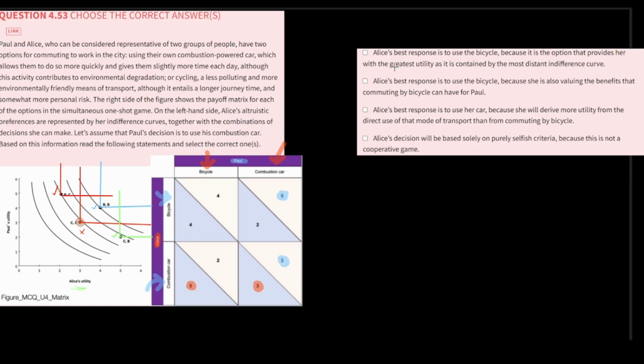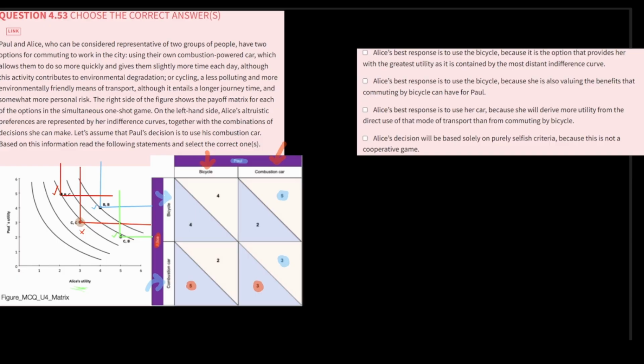Let's go take a look at our comments and figure out which one's true. So first, Alice's best response is to use the bicycle because it is the option that provides her with the greatest utility as it is constrained by the most distant utility curve. So unfortunately, that is not the case because Alice cannot force Paul to cooperate.